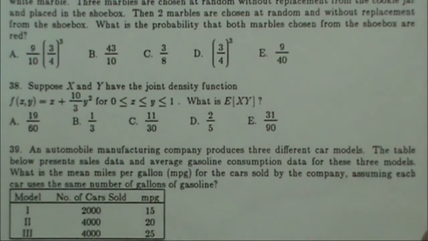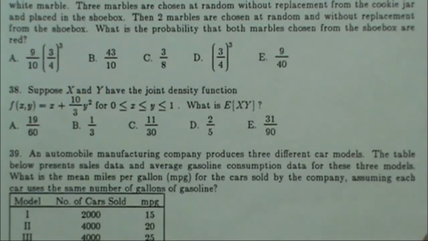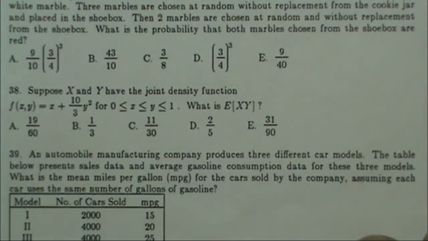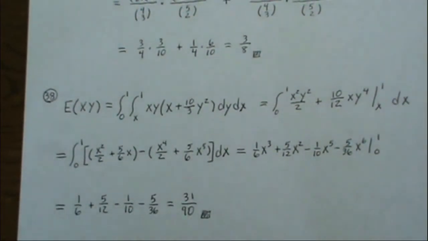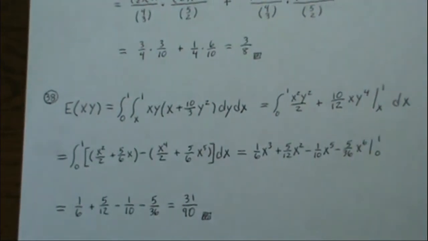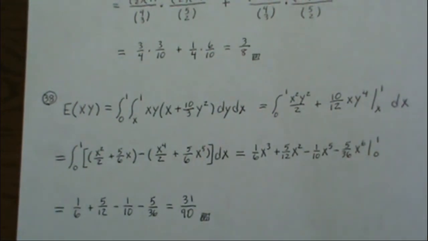Number 38, suppose x and y have the joint density function f(x, y) equal to (x + 10/3 y squared), where x is greater than 0 and y is greater than x and less than 1. What is the expected value of x times y? So problem 38, we're asked to find the expected value of x times y.